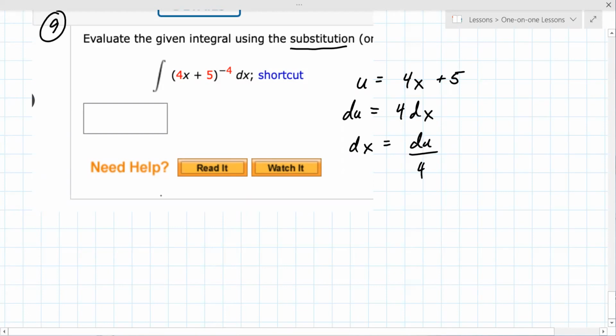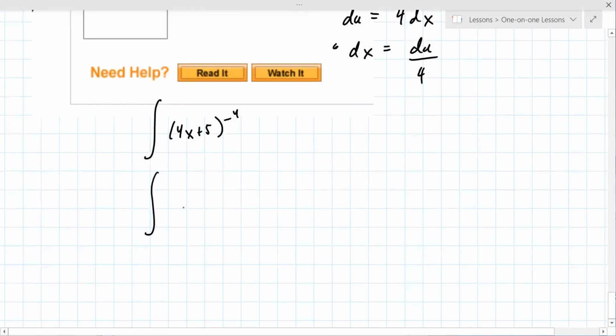So you go back to your original integral, and you're always going to substitute in for u and for dx. You got to make sure those get back in there. So this is u to the -4 power, and then instead of dx, it's du over 4. So if all the x's are gone, if they either cancel, they're no longer there, you know that you've done it right. And this is much simpler than the one that we just had to look at.